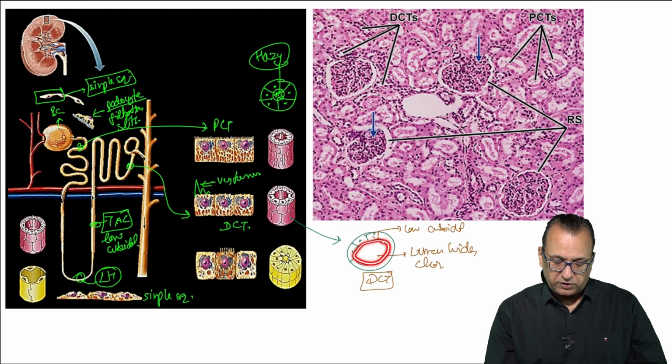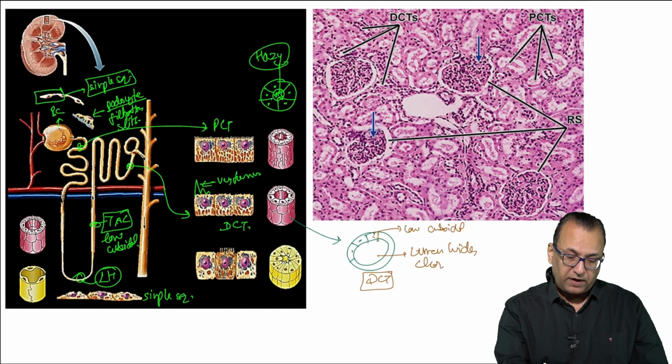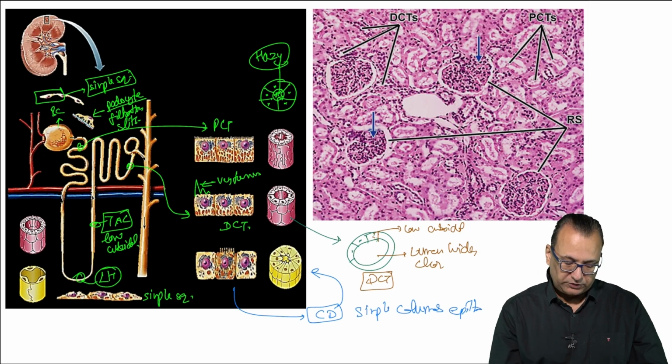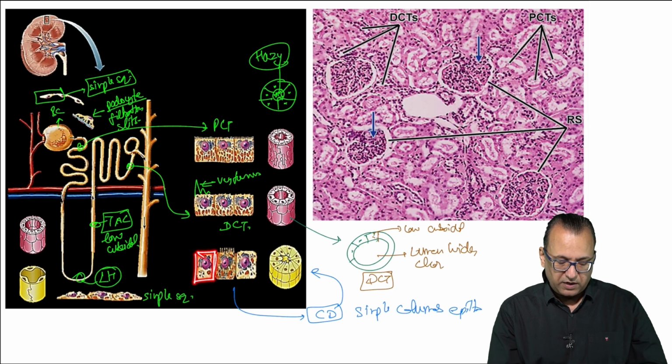So it is because it doesn't have microvilli that it is not hazy. And what about the collecting ducts? As we look at the collecting ducts, you'll see that they are lined by simple columnar epithelium. Simple columnar, as you can see, the height is more and the breadth is less. This is the lumen, and this is the place where you have the height equal to breadth. This is the height more than the breadth, the simple columnar cells of the collecting ducts.